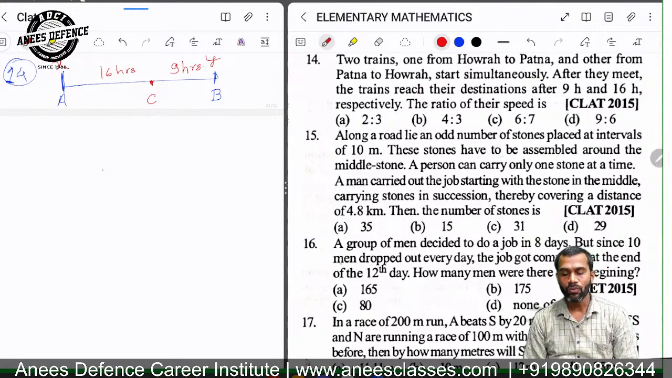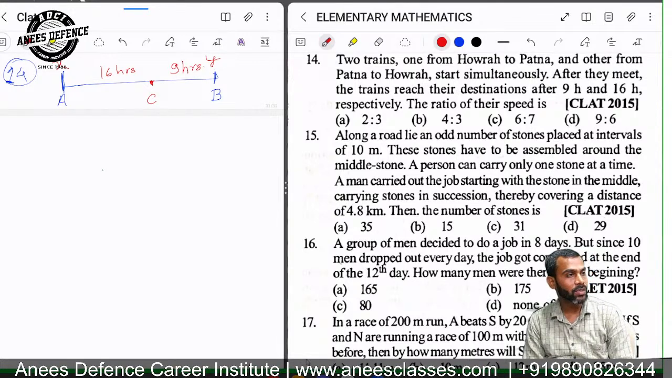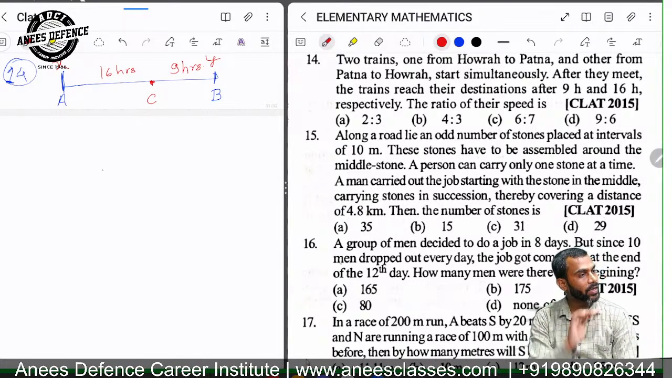Yes or no? So could you just tell me who is faster? I mean, which one is faster? Which train is faster? Havra to Patna. Yes. Why? Because it will reach faster. I mean, because see, till point C, they are taking the same time because they are starting at the same time. Yes or no? After C, one is taking 9 hours and another is taking 16 hours. So can I say train Y is taking 7 more hours to reach from B to C.